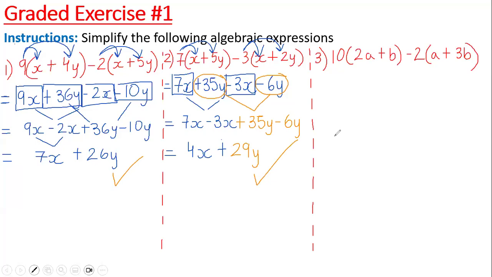Now let's do number 3. Any brave soul want to help me with number 3? Go ahead, Caleb. Okay, I think you multiply 10 by 2a. That gives us what? 20a, very good. Okay, good. What else we have? Then you have 10 times b, which is what? 10b, very good.